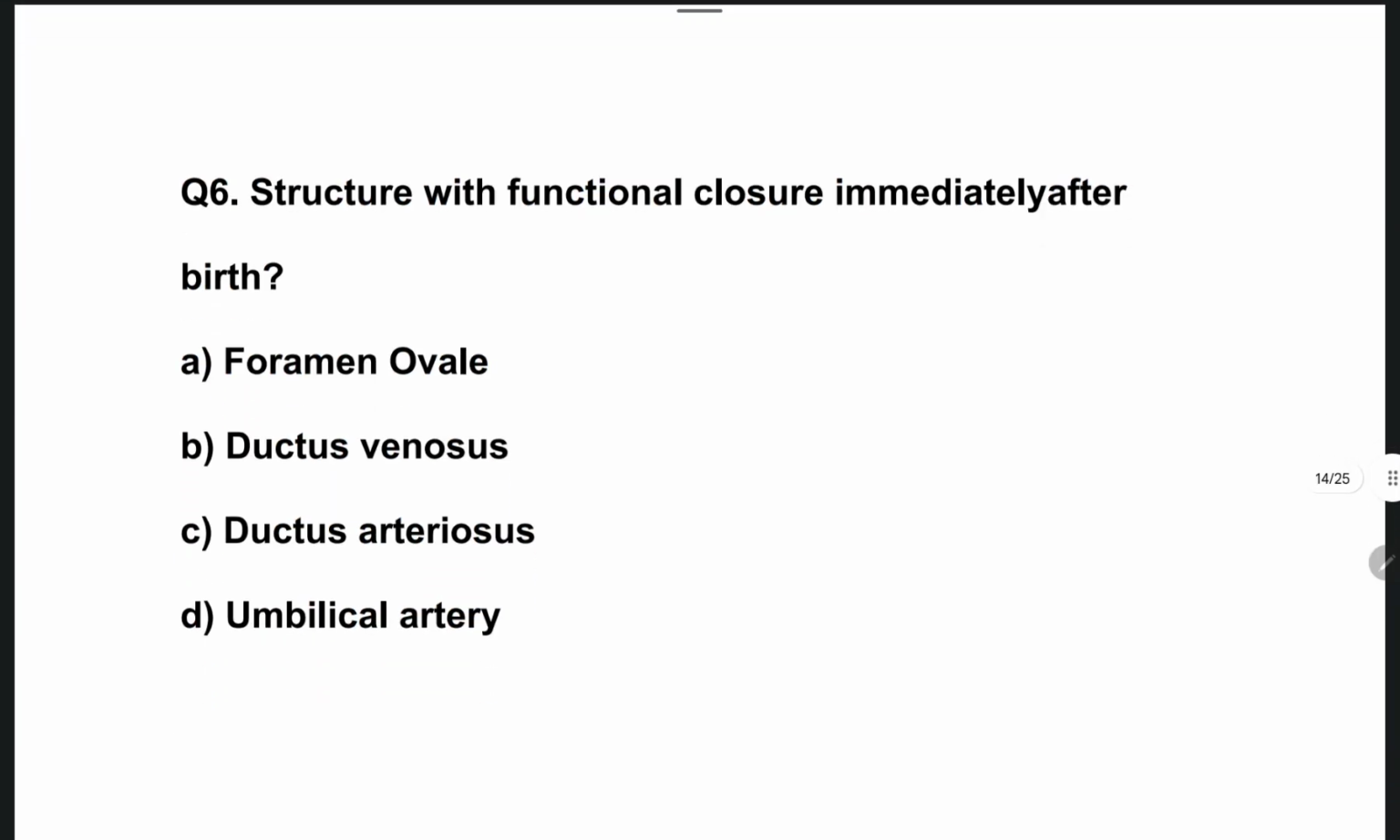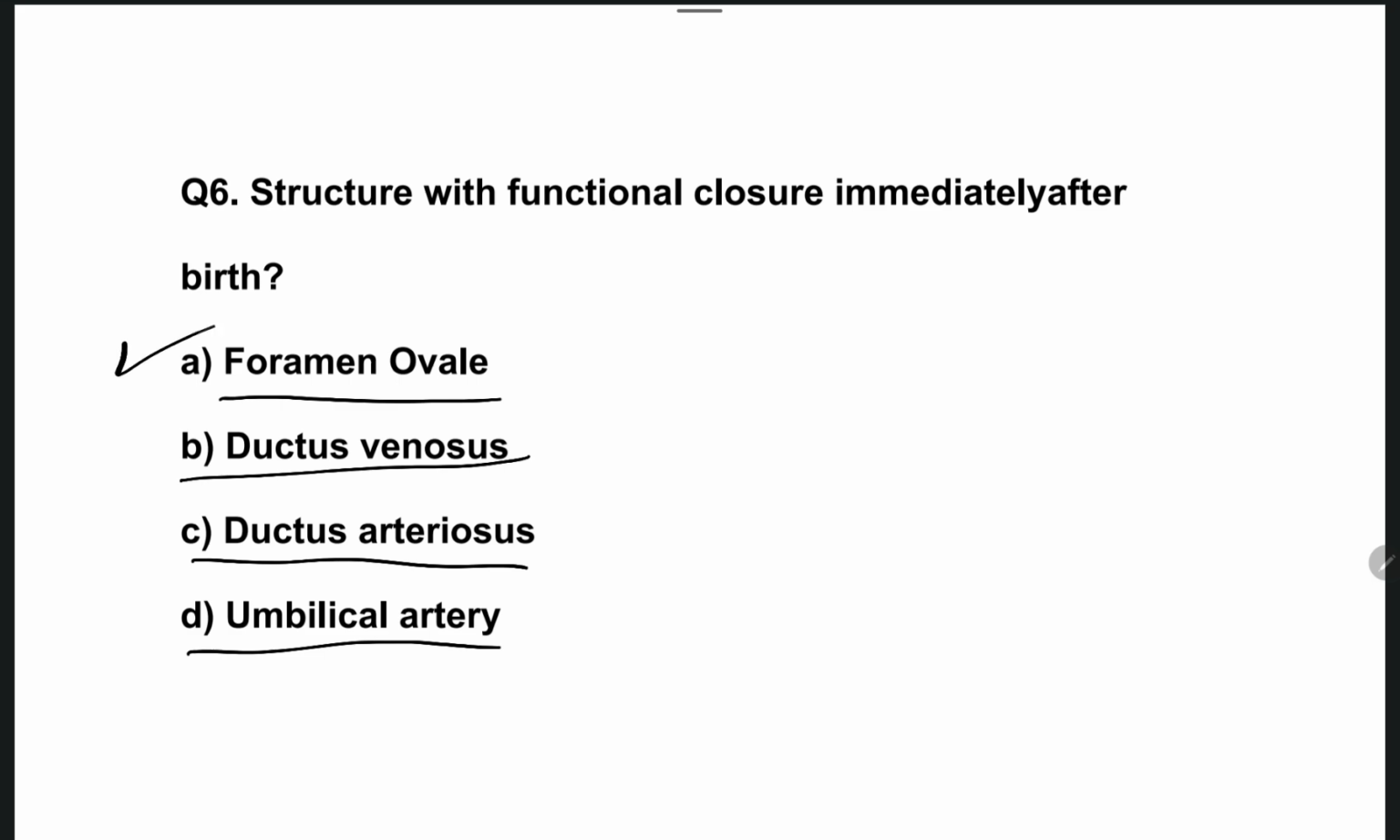The next question is structure with functional closure immediately after birth. The options are foramen ovale, ductus venosus, ductus arteriosus, umbilical artery. The right one is option A. Foramen ovale will close after the birth of the baby, that is functionally.